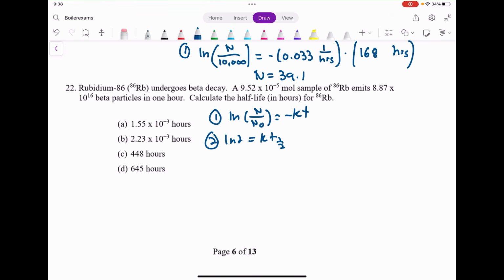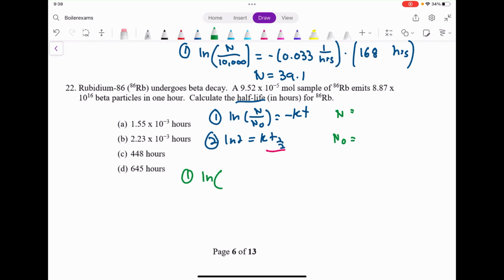So those are our 2 equations. They want the half-life, which is in this equation, which means we're probably going to have to solve the first one first. We don't know k right away, so we're going to have to solve that using the first equation. So let's go green. If we solve this first equation, we're going to have to evaluate what N and N naught are.